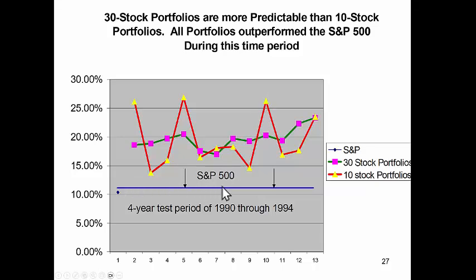Now here's the S&P, what it returned, 10.4% over the first 4 years. All the portfolios outperformed the S&P 500, but the 30 stock portfolio was much more consistent in its return. And when you're talking about investors or even your own portfolio, you want more consistency than this 10 stock portfolio. We also went to 50 stock portfolios, which are not shown here, but the 50 stock portfolios start returning the amount of the S&P 500. In other words, they didn't perform as well as a 30 stock portfolio.